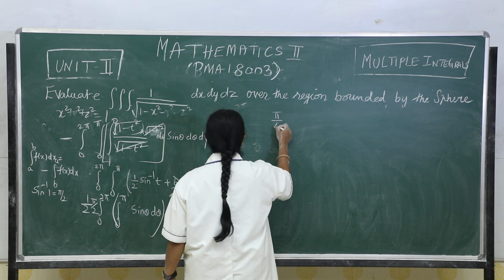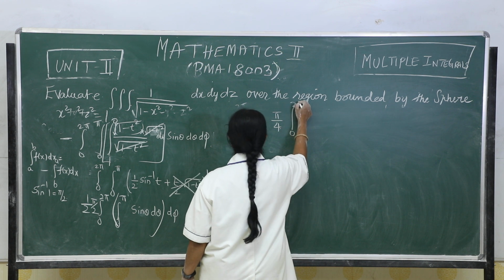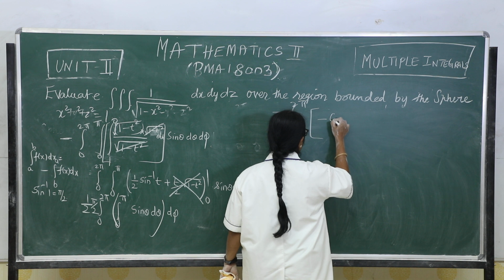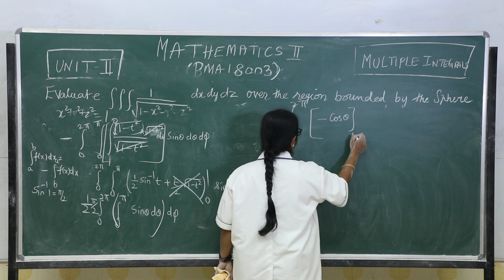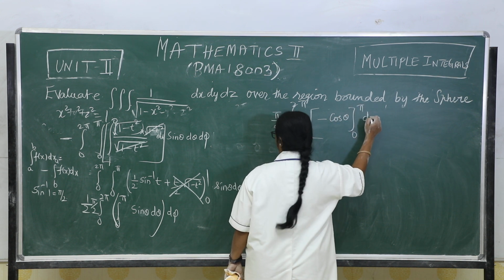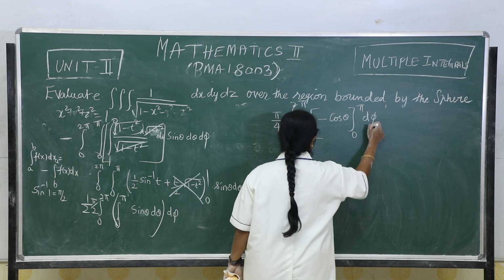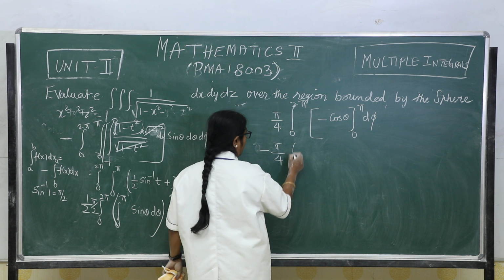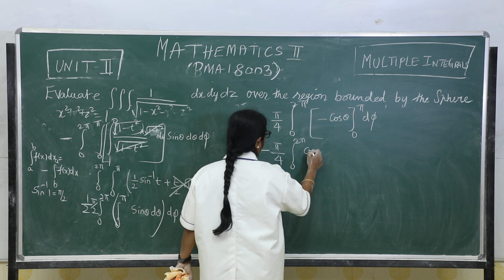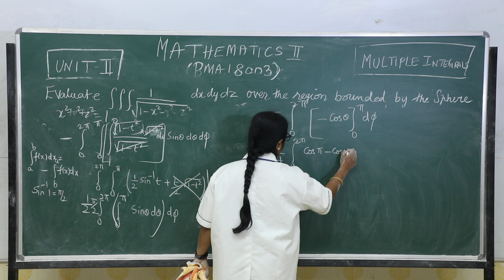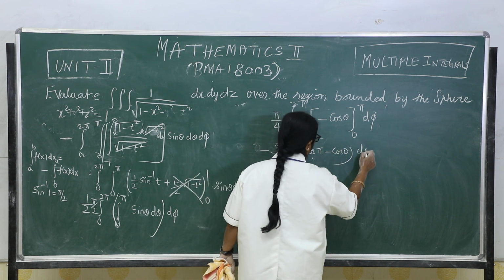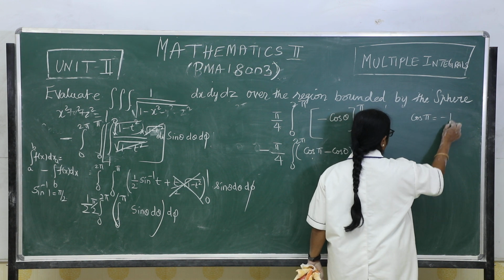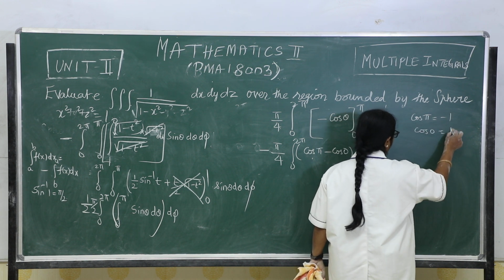Pi by 4 into integral 0 to 2 pi. What is the integral of sin theta? The integral of sin theta is minus cos theta between 0 to pi, into d phi. Pi by 4 with a negative sign outside, integral 0 to 2 pi, upper limit cos pi minus cos 0, into d phi. Cos 180 degrees is minus 1, cos 0 is 1.